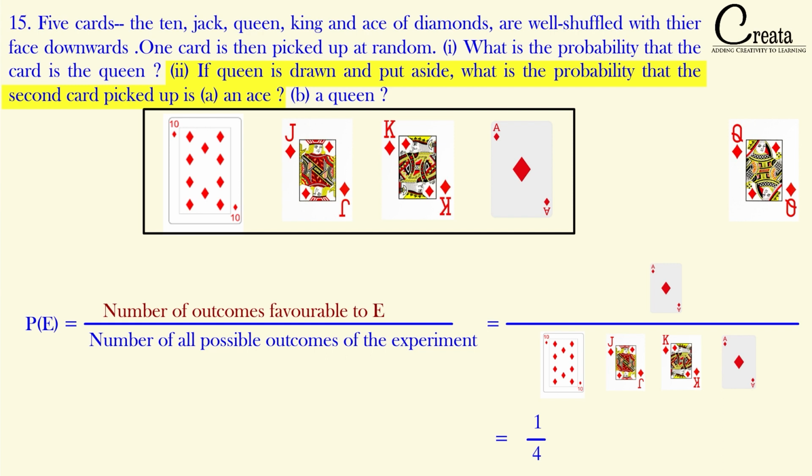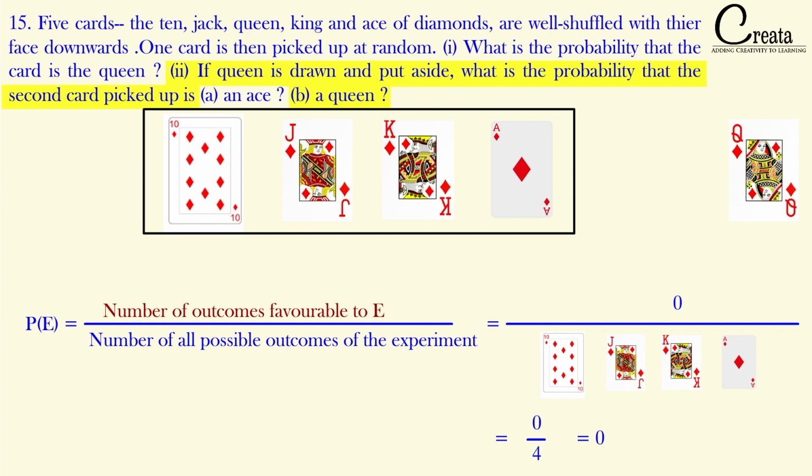Let's move to B, a queen. So what is the possibility or the probability of getting the queen out of these 4 cards? These 4 cards are not having any queen, so the possibility of getting the queen is 0. That is an impossible event. We can use the formula, that is in the denominator number 4 will come, that is 4 cards, and in the numerator 0 will come because the favorable outcome is queen and we are not having any queen. So 0 will come in the numerator, that is, the answer is 0. That is an impossible event. So we are done with this question.